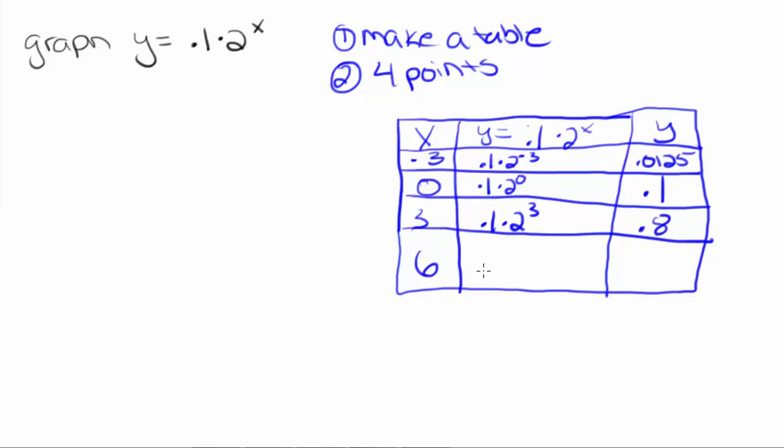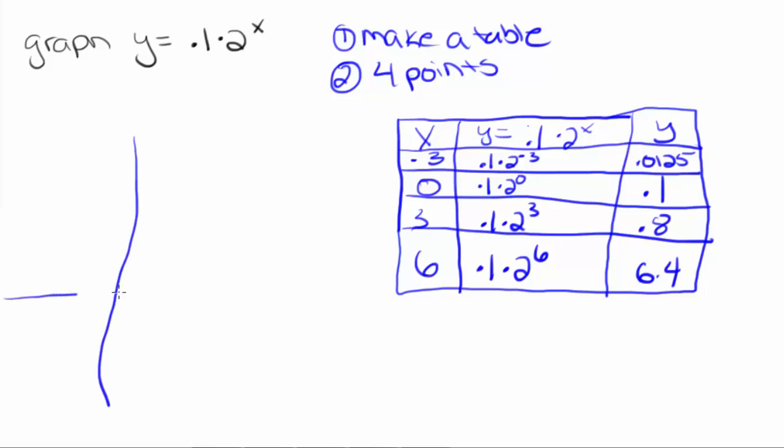And then the next one is 6. It goes up pretty quickly here. 0.1 times 2 to the 6th. Okay, 2 to the 6th is 64 times 0.1 is 6.4. Okay, so again, you're just sketching, so it's okay.